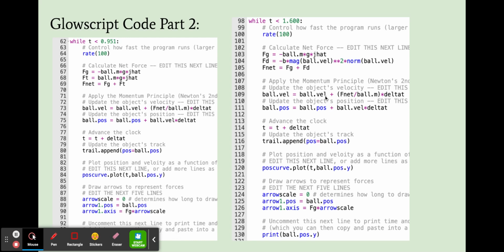And then the picture on the right doesn't account for the tension anymore and instead accounts for the drag force, which is here as Fd, and it also uses the velocity and position update formulas to update the position, and then prints the y position.